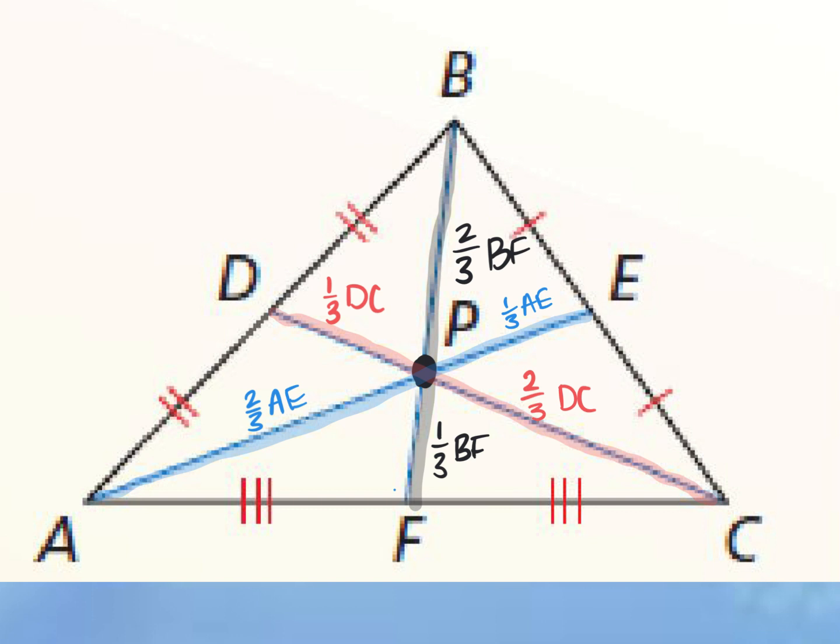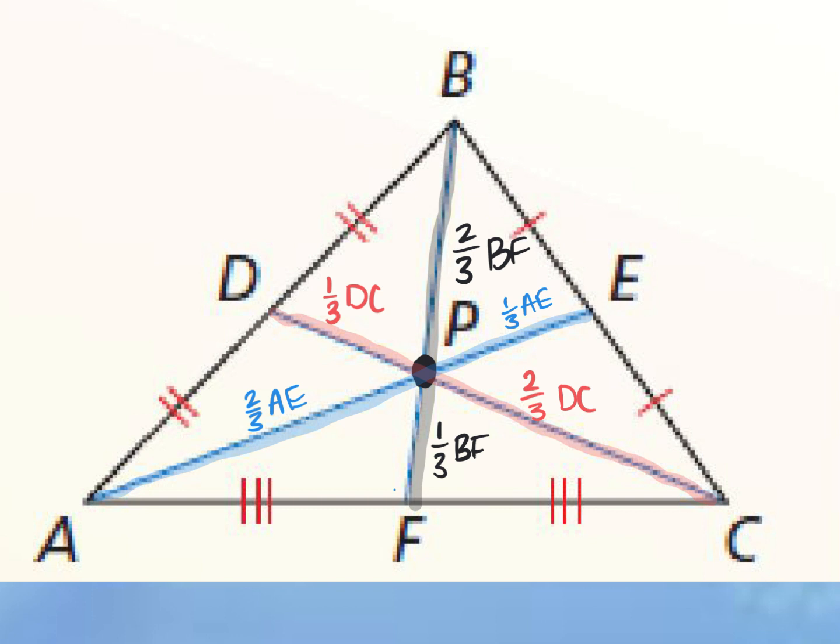Yes, Diana. So the biggest line is 2/3 and the shortest line is 1/3. Very good. That's a good way to think of it. Did you guys hear what Diana just said? The bigger of the two pieces is always 2/3. The smaller of the two pieces is always 1/3.